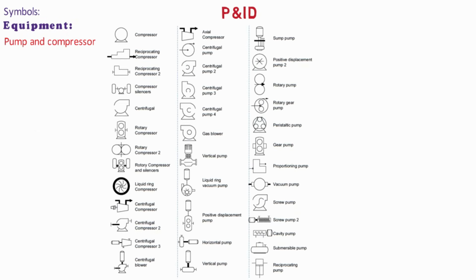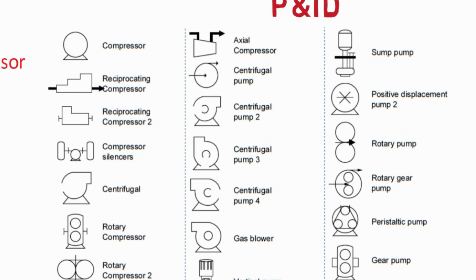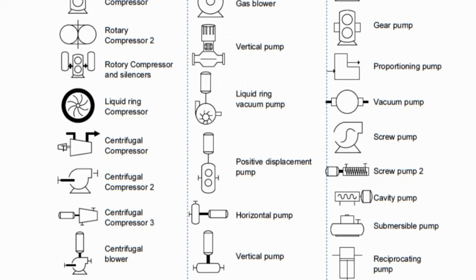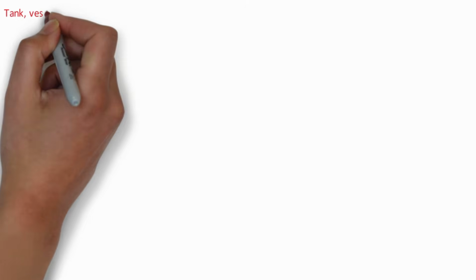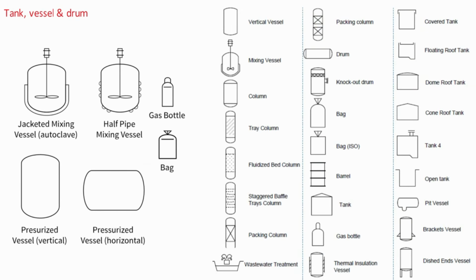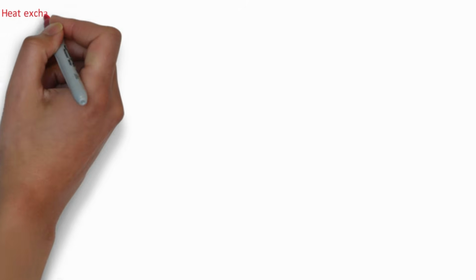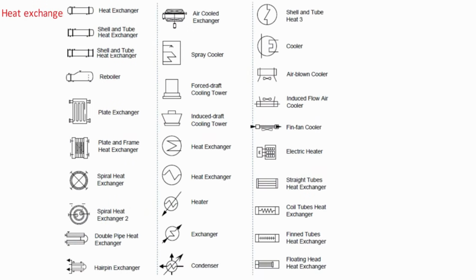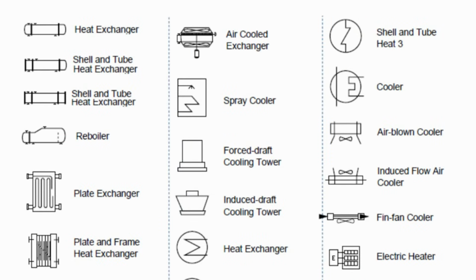You can see on your screens various pumps and compressors, tanks, vessels, and drums. The picture on your screen shows different types of tanks, vessels, and drums. Refer to this picture for different types of heat exchangers, air coolers, heaters, etc.